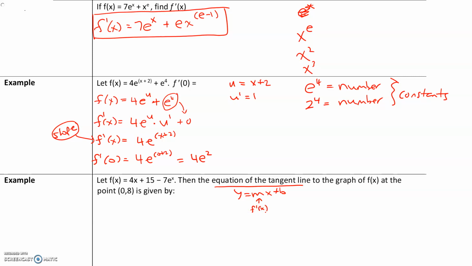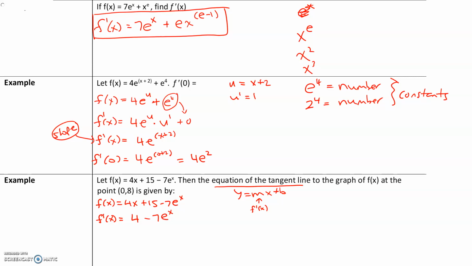Okay, so there are some things to keep in mind. We have f of x is 4x plus 15 minus 7e to the x. And since I want the slope, I want to look for f prime of x. F prime of x is the slope at any given point. The derivative of 4x is going to be 4. The derivative of 15 is going to be 0, so I'm not going to write that. 7 is a constant, and the derivative of e to the x is just going to be e to the x. So that's my f prime of x.